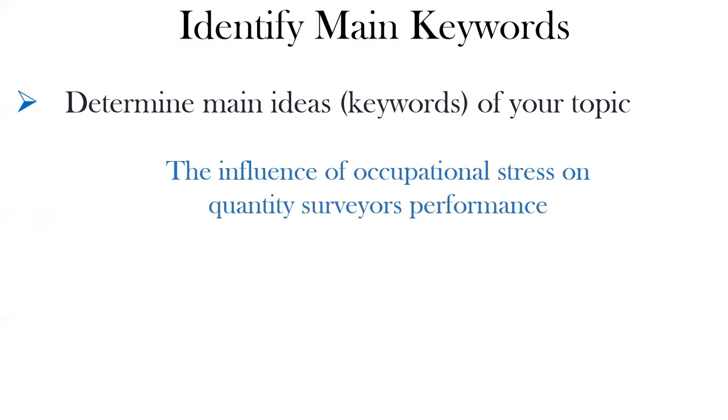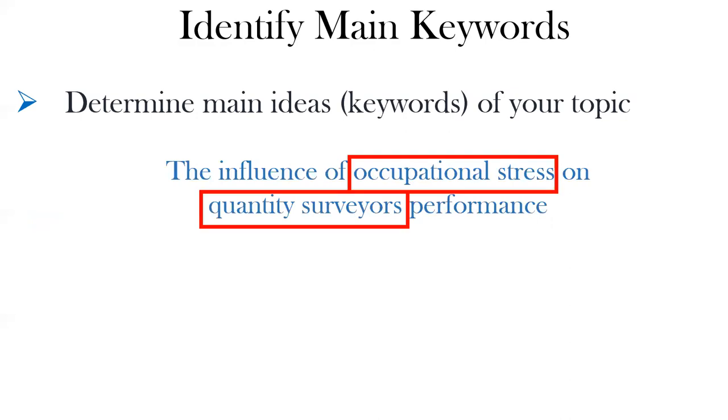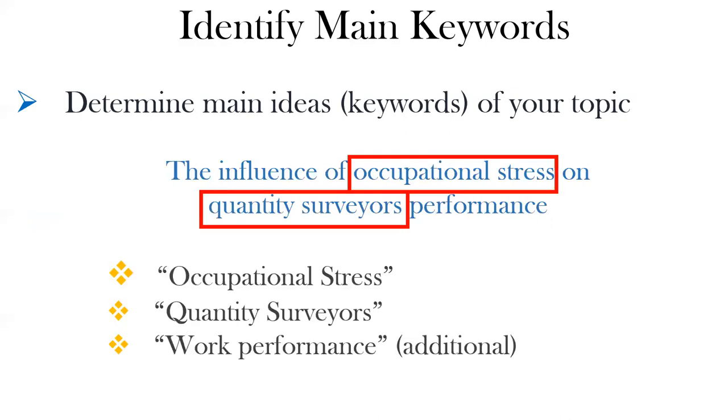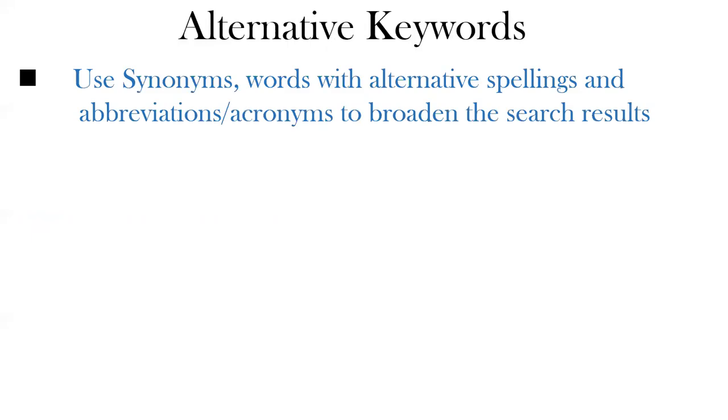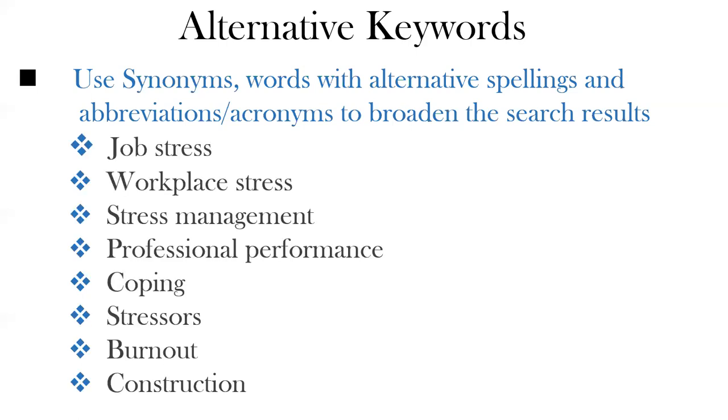So I decided to use occupational stress and quantity surveyors' performance as my main keywords. And we can also add work performance as an additional main keyword. Use synonyms, words with alternative spellings, and abbreviations or acronyms to broaden the search results. If you look at all the alternative keywords, you can just imagine the amount of search output that you would find.